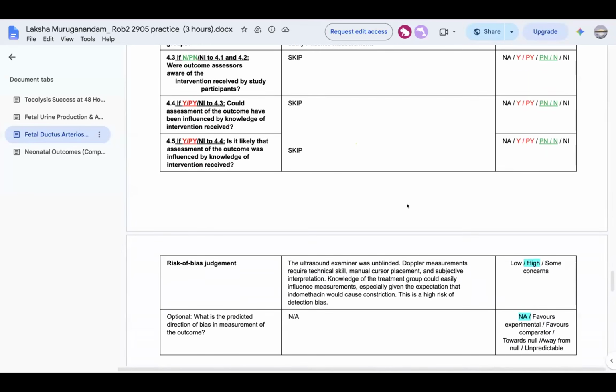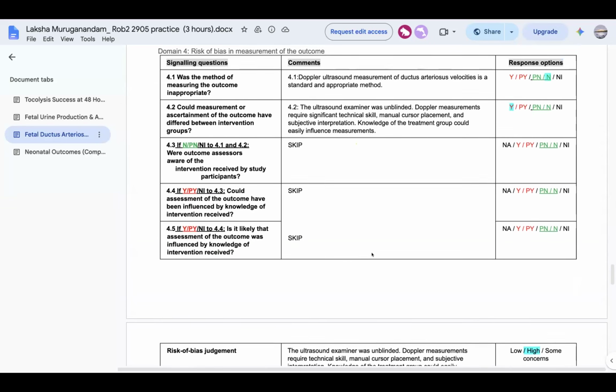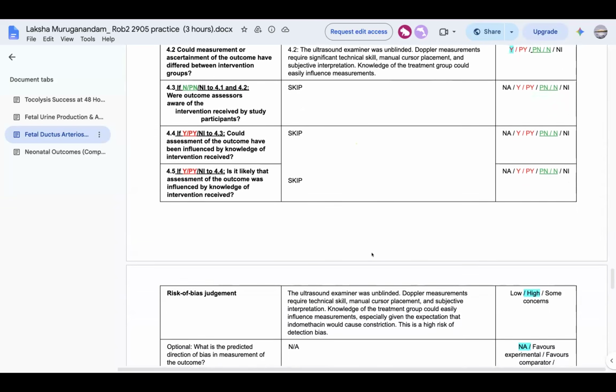Okay, I'm gonna read her judgment. The ultrasound examiner was unblinded. Doppler measurements required technical skill, manual cursor placement, and subjective interpretation. Knowledge of the treatment group could easily influence measurements, especially given the expectation that indomethacin would cause constriction. This is a high risk for detection bias. And her response was high.